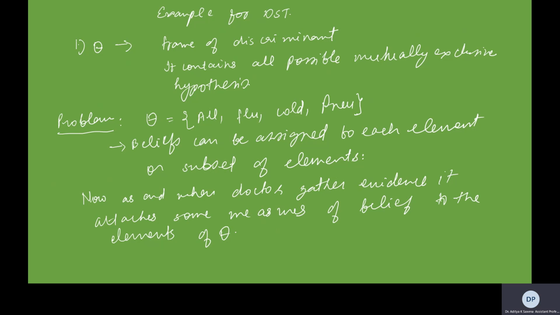Now, since theta contains mutually exclusive elements, what are mutually exclusive elements? Those elements cannot happen at the same time. Here it means that two diseases cannot happen at the same time. The patient must be suffering from at least one disease. This is our assumption, mutually exclusive elements.